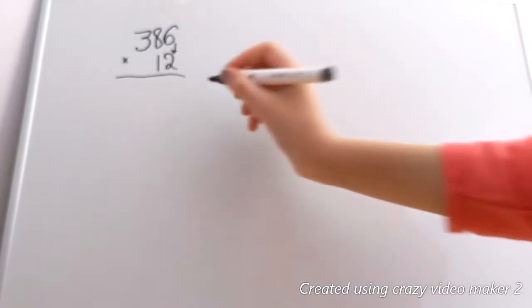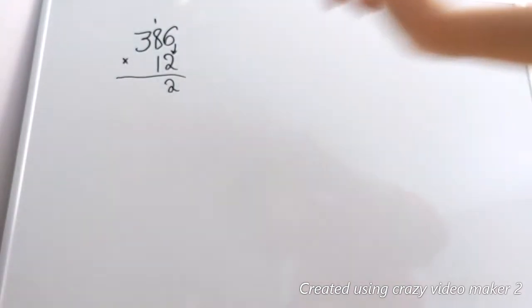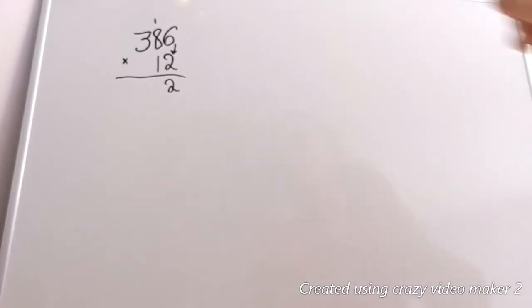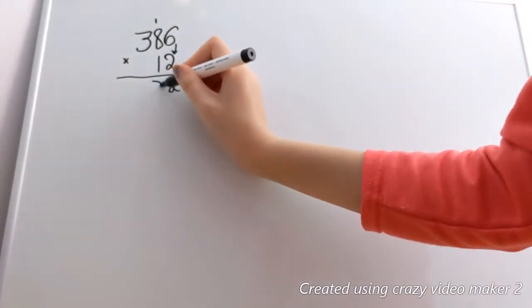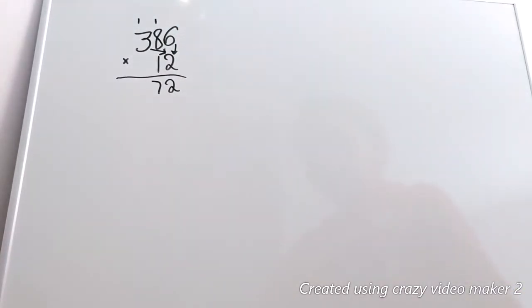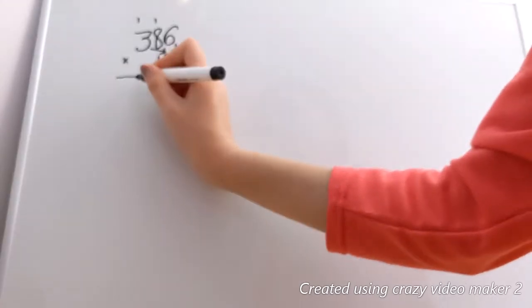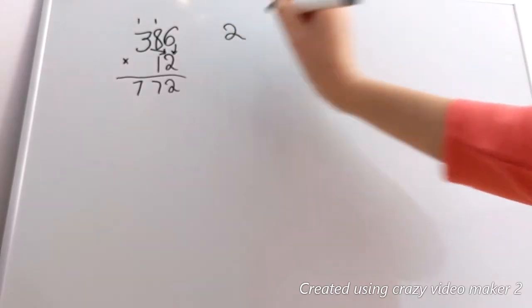6 times 2 is 12. 8 times 2 is 16. Plus that 1, 17. 3 times 2 is 6. Plus that 1, 7. Okay? But, did we finish our problem? No. We only did the 2.